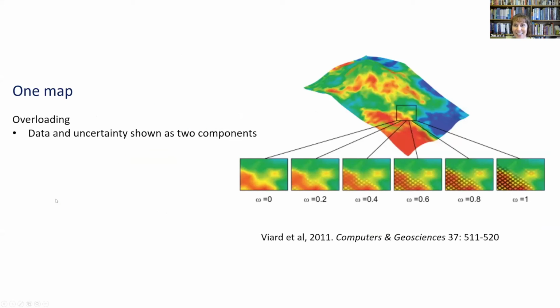So the second option is we can actually combine the data and uncertainty as 2 separate components put into the one map. So this map has the uncertainty shown as a pattern on top of the mapped estimates. In this example, when omega equals 0, we're very certain, but as it approaches 1, we become much less certain, and that pattern becomes much stronger until it partially obscures the data estimates.